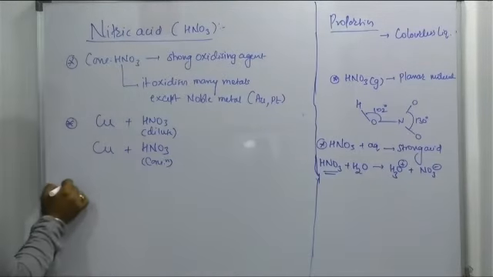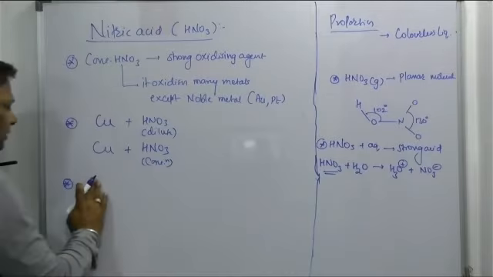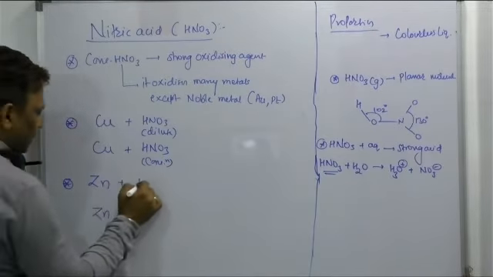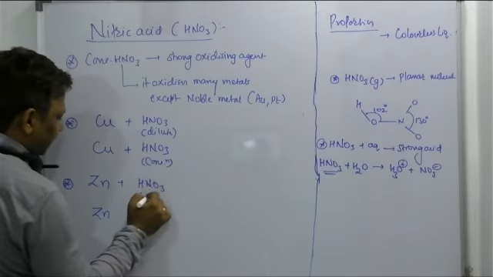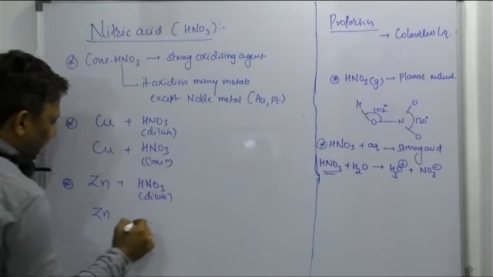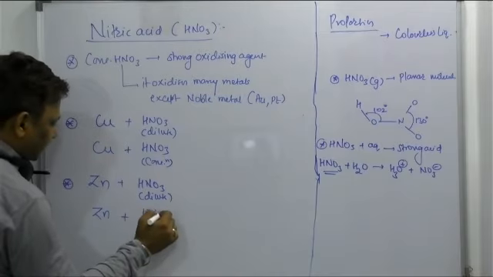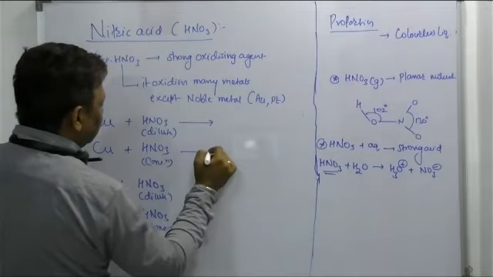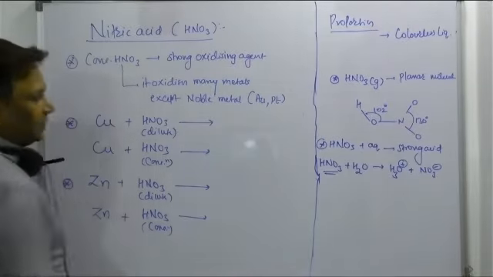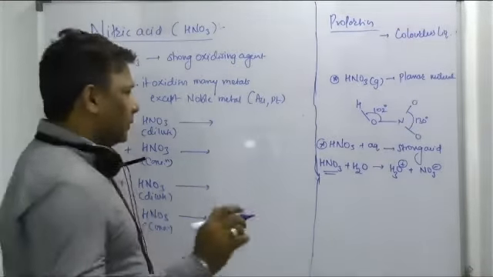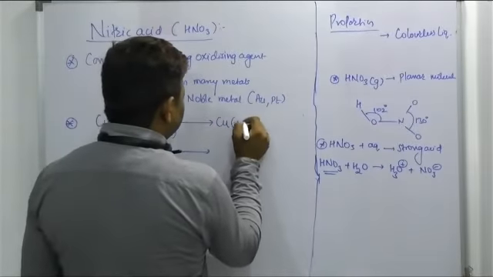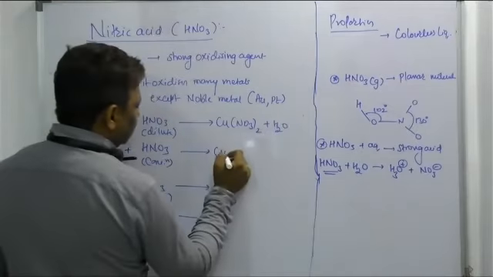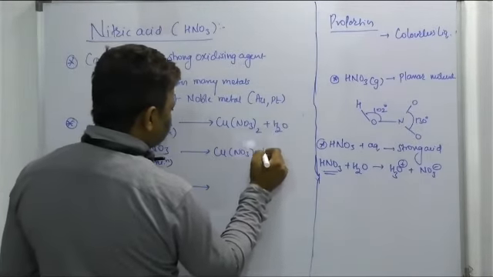Very important, even in NEET, IIT mains, even MSET, everywhere this question was there. Zinc is a metal combining with nitric acid. If it is dilute, what does it give? And when it is concentrated, what does it give? See, dilute and concentrated. One part is common: it's a salt, Cu(NO3)2 plus water.